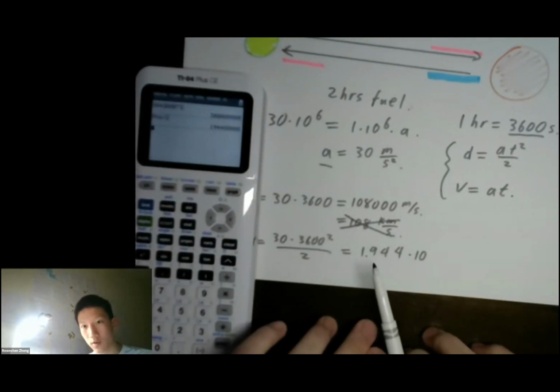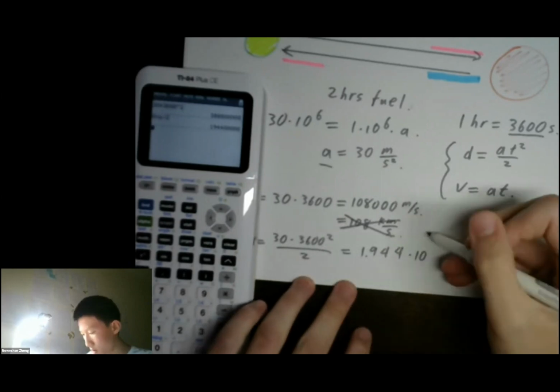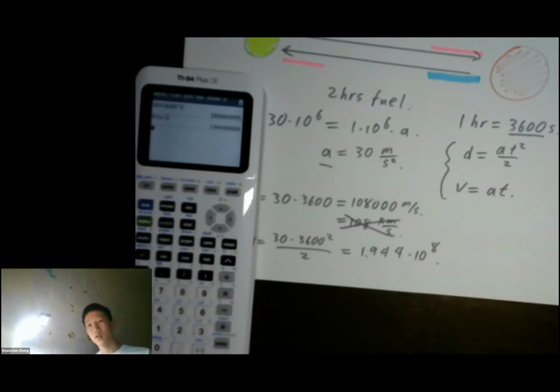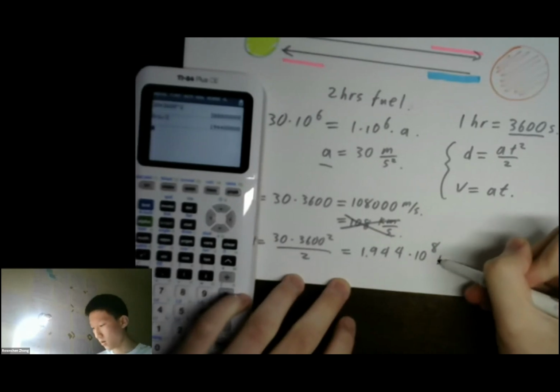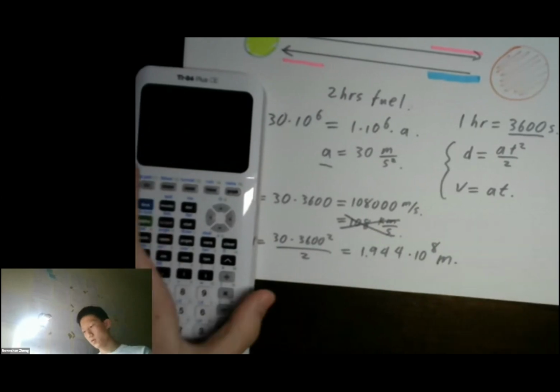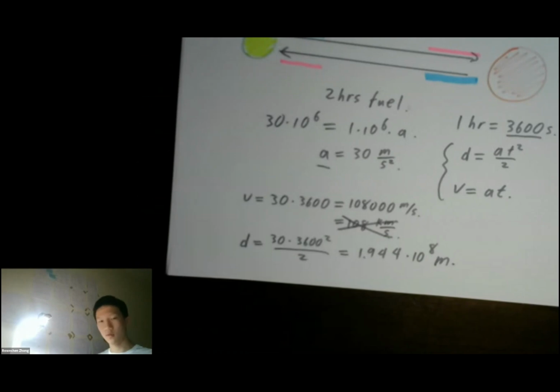Once I write it in scientific notation, I've got to take out these last 3 digits. 1.944 times 10 to the 8. That's what we should have gotten. 1.944 times 10 to the 8 meters. That's a lot of meters.